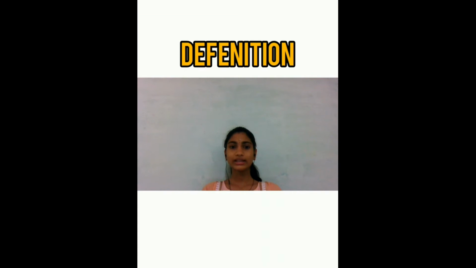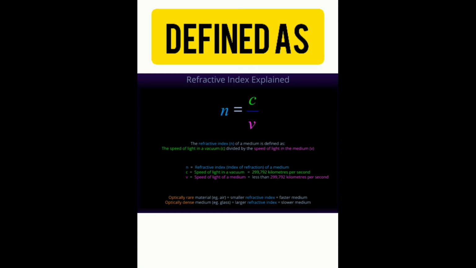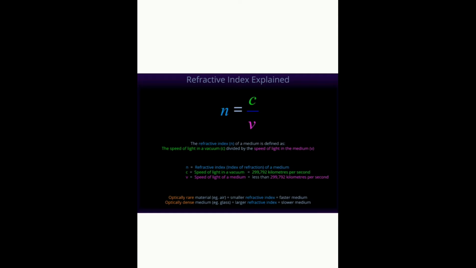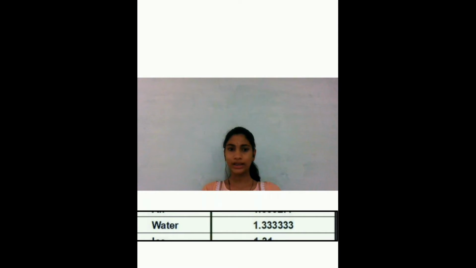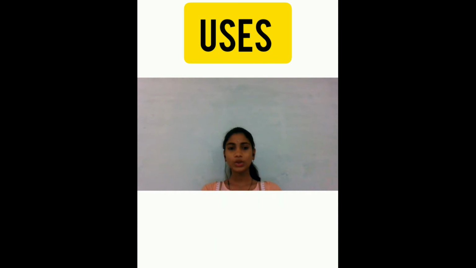First, let's see the definition of it. The refractive index, or index of refraction, of a material describes how fast light travels through the material. It is defined as n is equal to c by v, where c is the speed of light in vacuum and v is the velocity of light in the medium. For example, the refractive index of water is 1.333, meaning that light travels 1.333 times slower in water than in a vacuum.